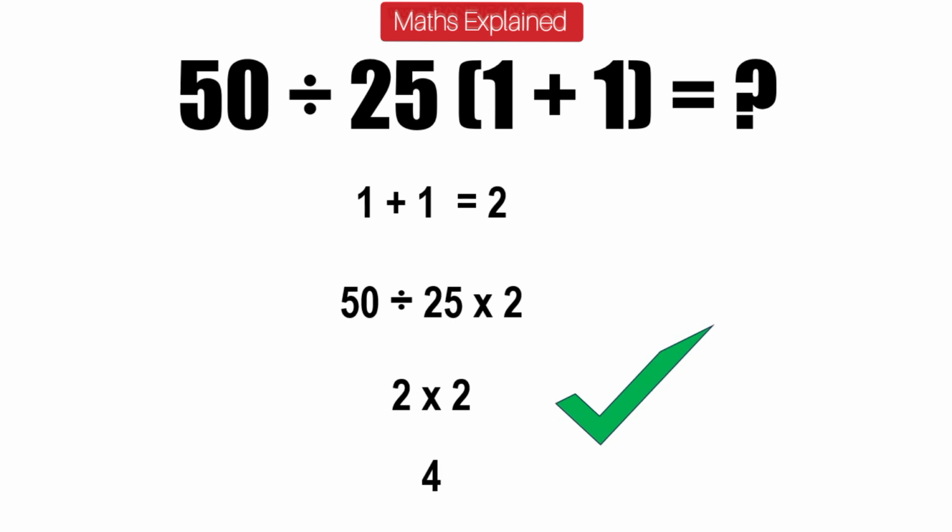Brackets first, then multiply and divide from left to right. Follow the rule, and you'll never be confused.